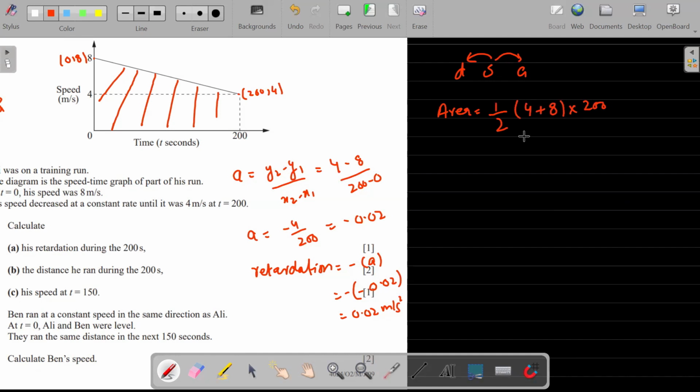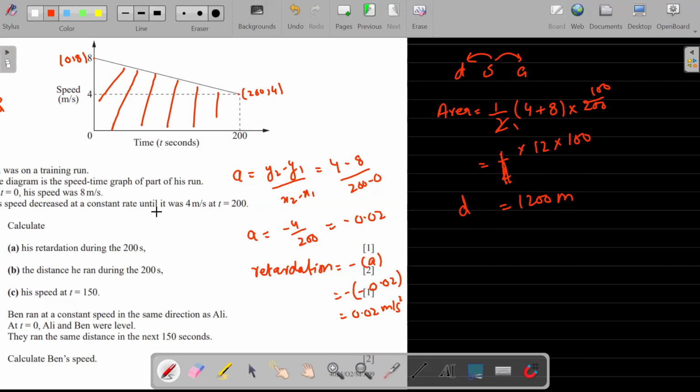Height will be 200 seconds. So 4 plus 8 is going to be 12. 12 times 100 is 1200. So 1200 will be our distance. The 200s, I can simply cancel this one, and instead of that, I can simply write it. And this will be 1200 meters. That will be my distance for the whole journey.